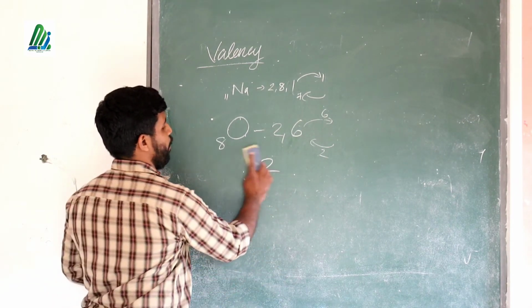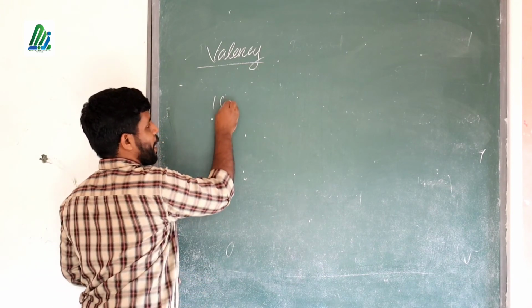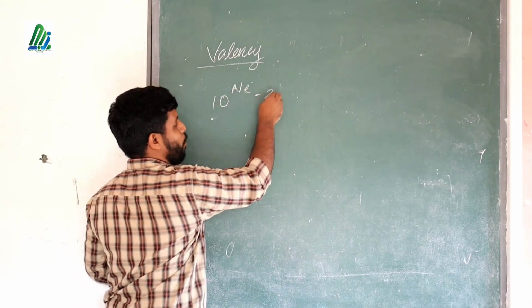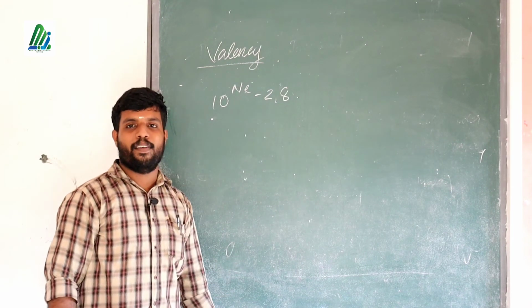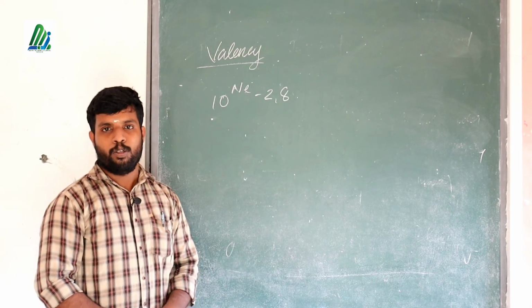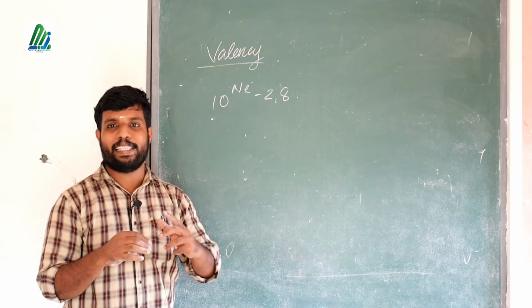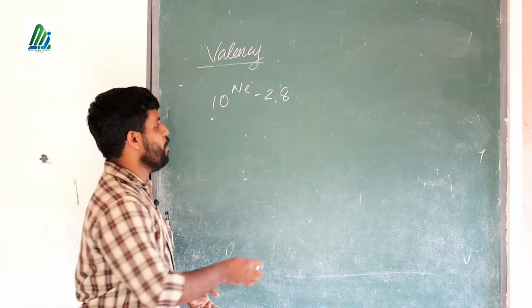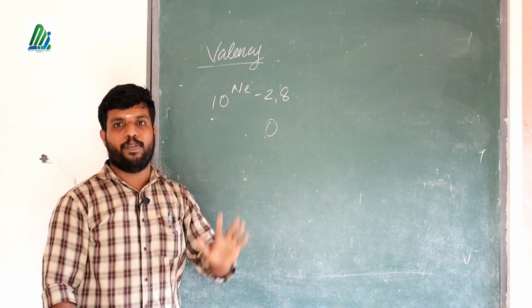One more example I will give, you just give the answer. What is the valency? Atomic number 10, it is neon, electronic configuration 2, 8. How many electrons are there in the valence shell? 8 electrons. So they are already stable. There is no need to donate, accept or share electrons. So what is the valency? Valency is 0, not 8. You want to understand that.